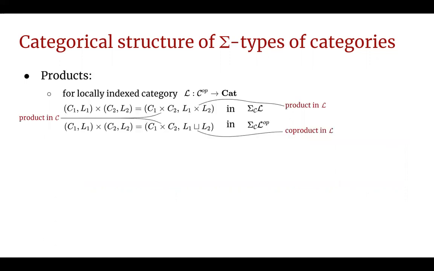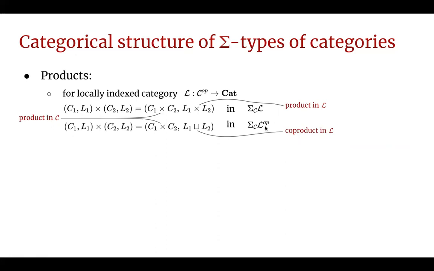Okay, so first of all, what do products look like in sigma types of categories? In the case of a locally indexed category, so that's the case where all the fiber categories of L have the same objects and the substitution functor is identity on objects, they're quite simple. In particular, for the covariant sigma type, we form a product of (C1, L1) with (C2, L2) just by taking the product in C and taking the product in L, right?